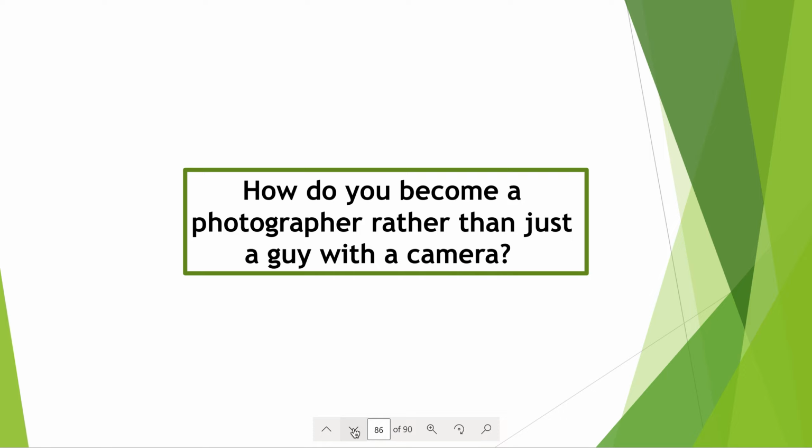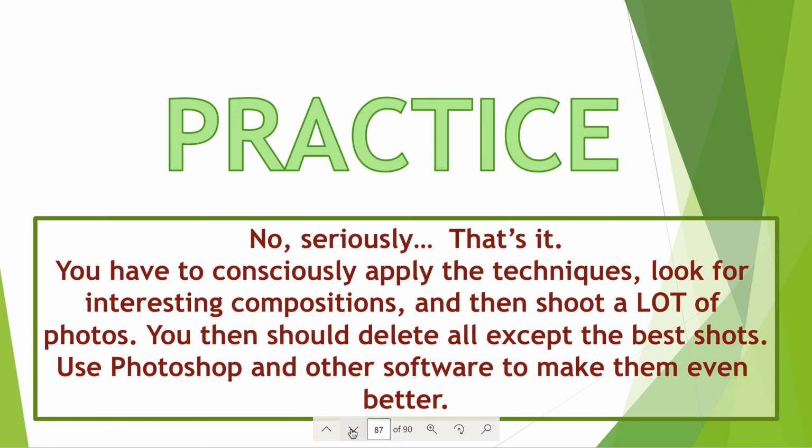So how do you become a photographer rather than just a guy with a camera or a camera app? Practice. No, seriously, that's it. You have to consciously apply the techniques, look for interesting compositions, and then shoot a lot of photos. And when I say a lot of photos, I mean hundreds of photos. A lot of people walk up, take one or two shots, and call it a day. You're not going to get good at doing that. It's just a fact.